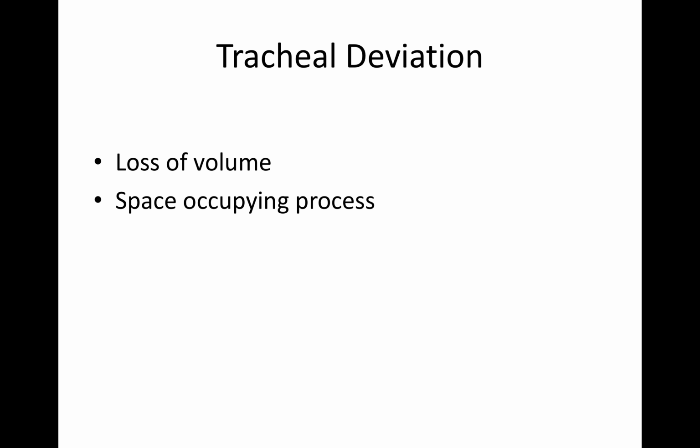If you have a space-occupying process, if you have a tension pneumothorax where you have air that is filling on one side, it may be pushing towards the other side. If someone's on a vent, for instance, and you have positive pressure being forced into one side, it could be causing air to fill on that side and the trachea deviating to the other side. Okay? If you have a tumor or some kind of mass that is pushing the mediastinum and the trachea to one side, that can also cause tracheal deviation.